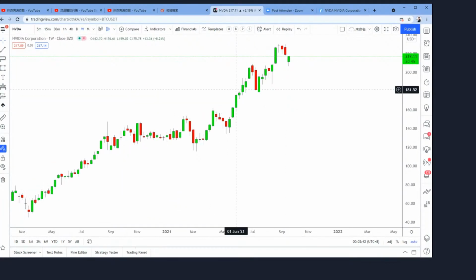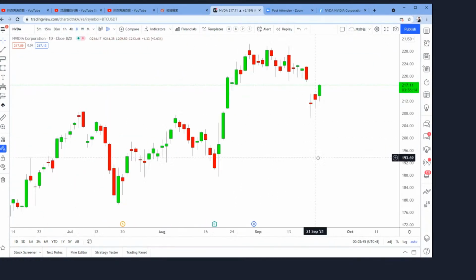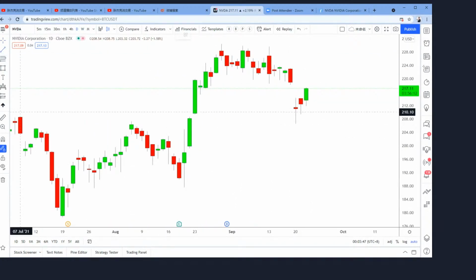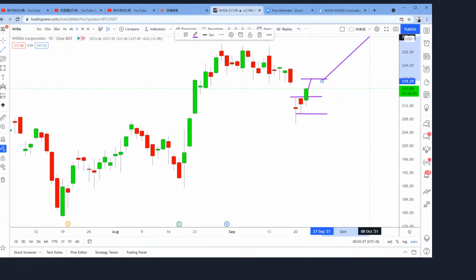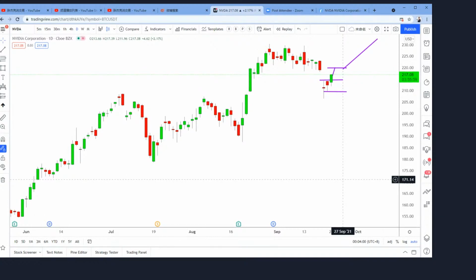Okay, check the daily chart. Yes, this is a good pattern. Inside bar breaks up, you should buy. At 1 to 1, you close half. Leave the rest half to hold for another rally. Okay, is that simple?